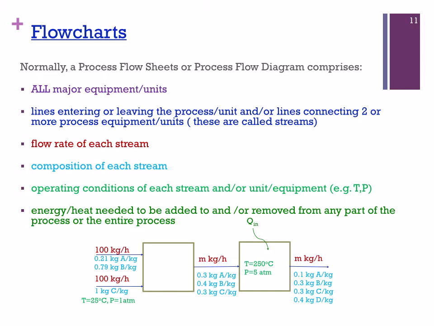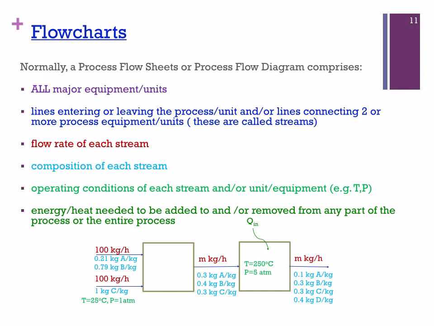Normally we use PFD, process flow diagram, which must comprise all the elements below. First, you have to have all of the major equipment. In a flow chart, we have to have all of this equipment in the list. Normally, we will draw a box in the beginning for each of them. And all lines entering or leaving the process, as well as lines that interconnect between the processes. These are called streams, all input and output streams.